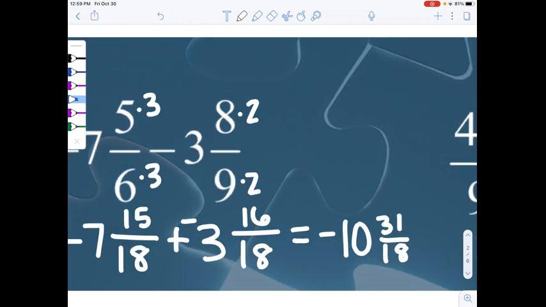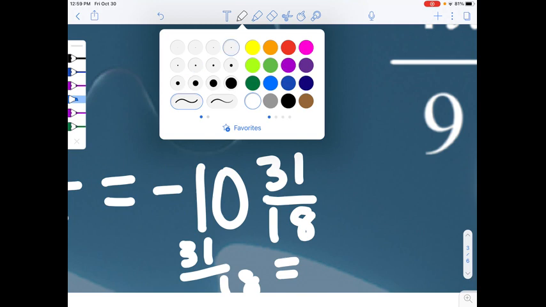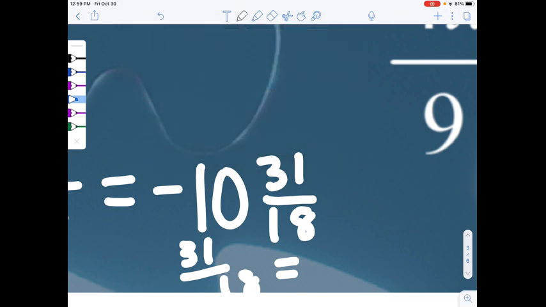Well, now, here's what I need to do. I need to convert 31 over 18, which is the same as 1 and 17/18. So I need to add that to my -10. So this actually turns into -10 plus 1 and 17/18.